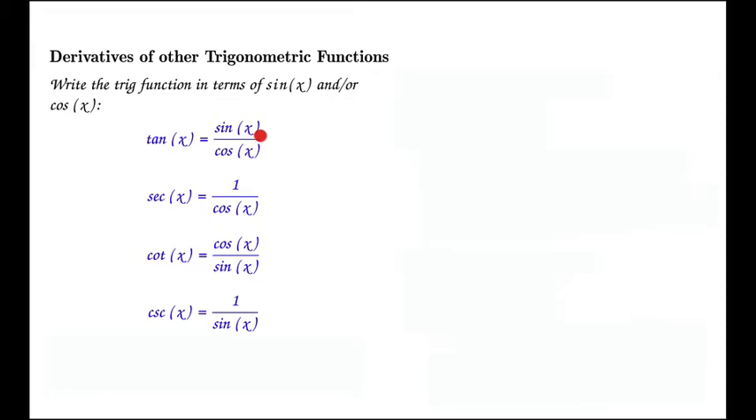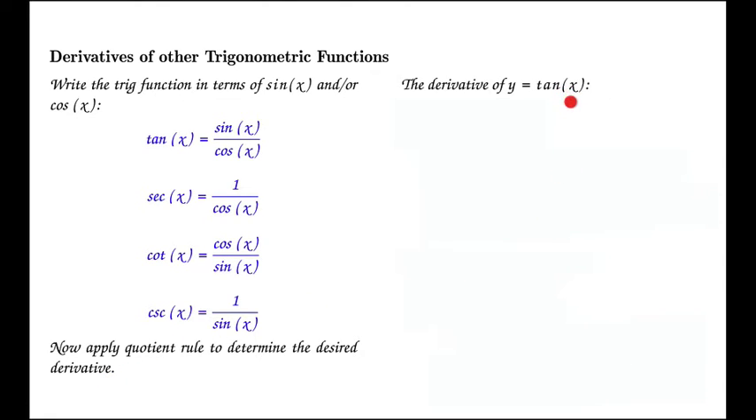Tangent of x is sine over cosine, secant is 1 over cosine, cotangent is cosine over sine, and cosecant is 1 over sine. And we see that all 4 of these are divisions of trig functions, sines and cosines. So now we can apply what we know about the quotient rule to determine the derivative that we want. Let's start by looking at the derivative of the tangent of x.